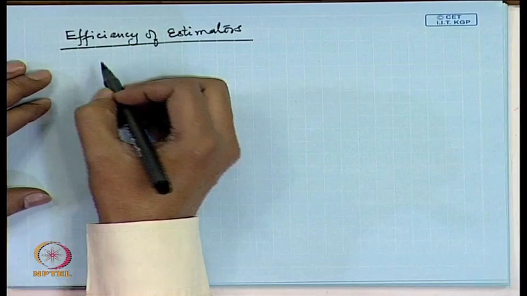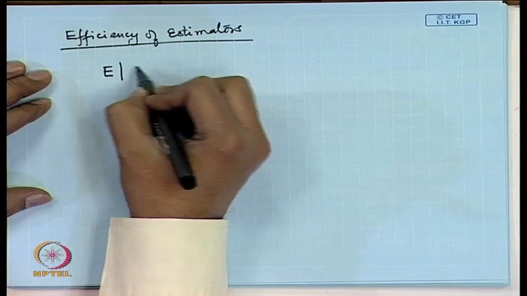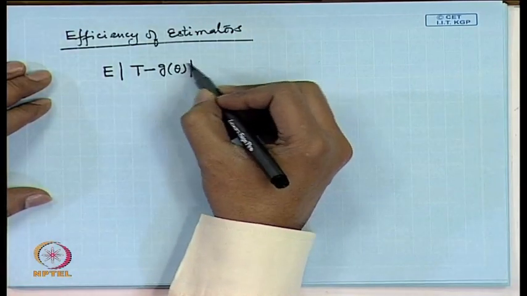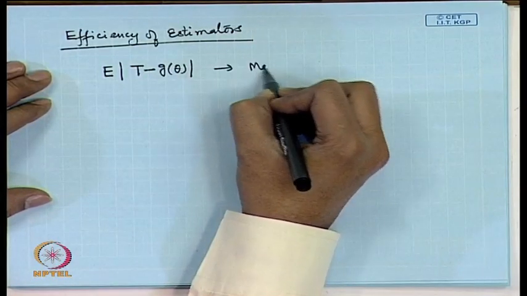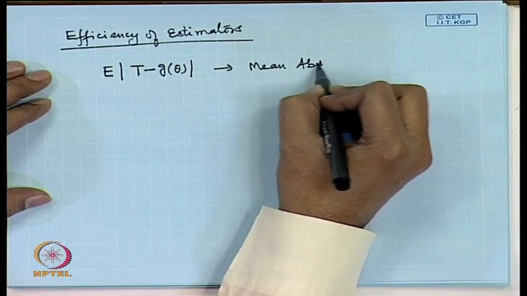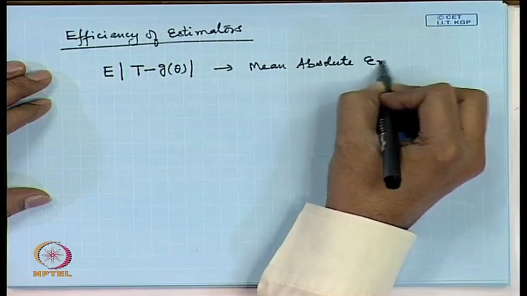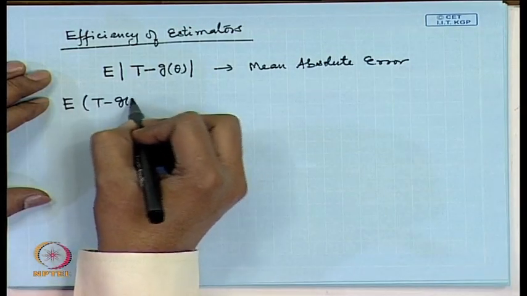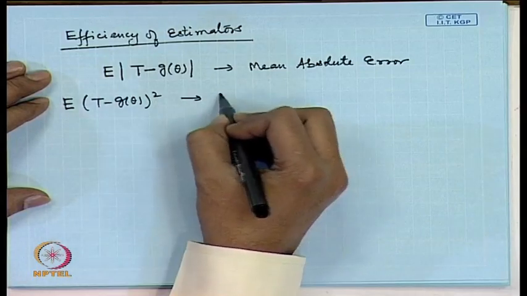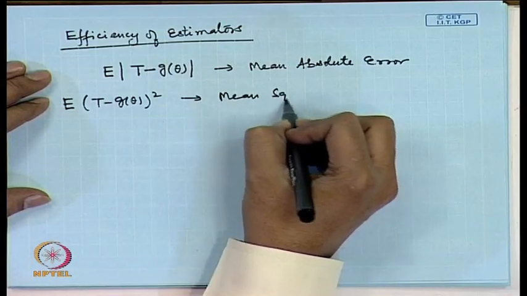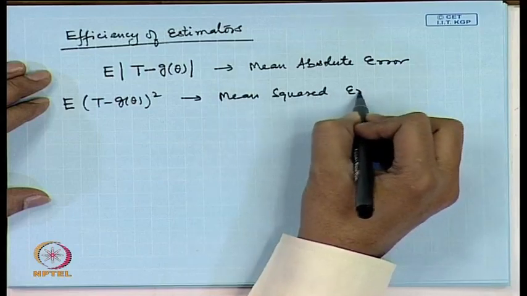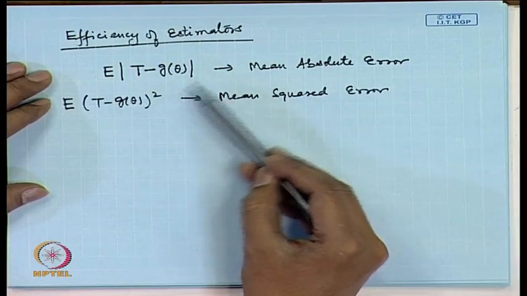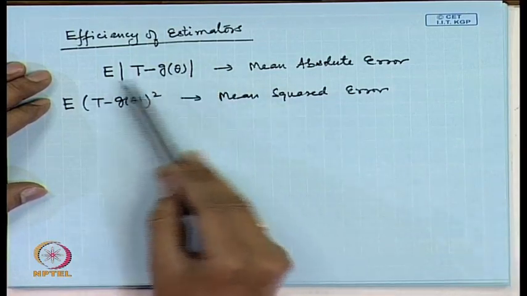So, one may consider expectation of T minus g theta, absolute value. This is called the mean absolute error. Or one may consider expectation of T minus g theta whole square, which is called the mean squared error. I will pay some attention to this in the definitions.